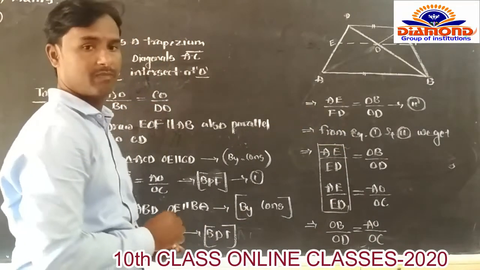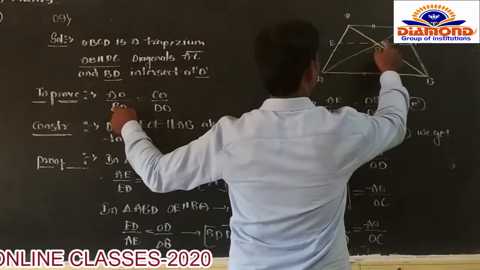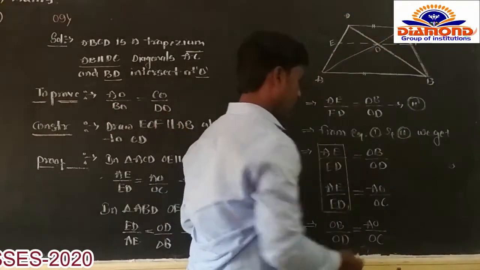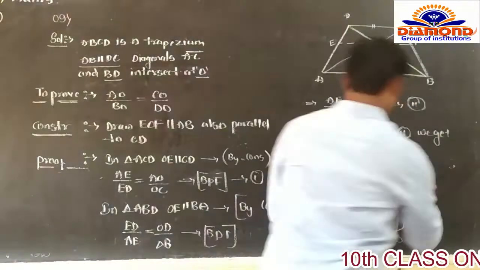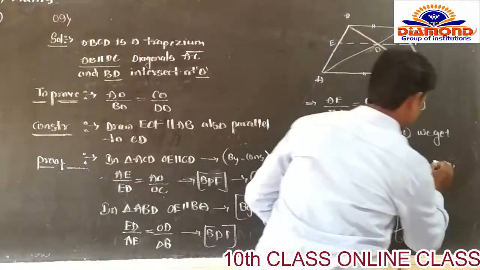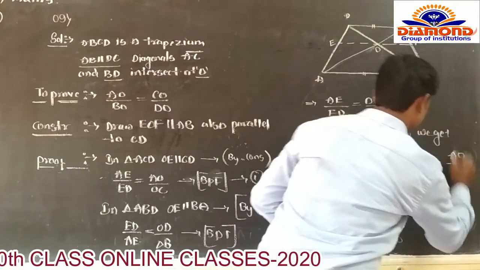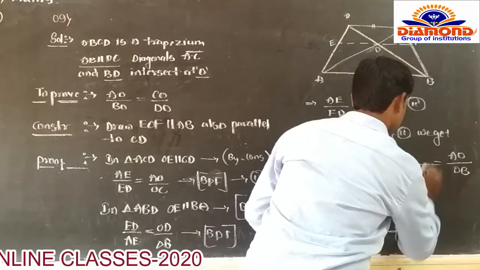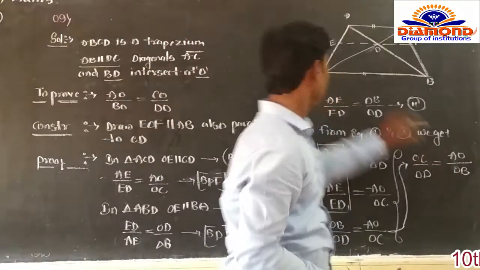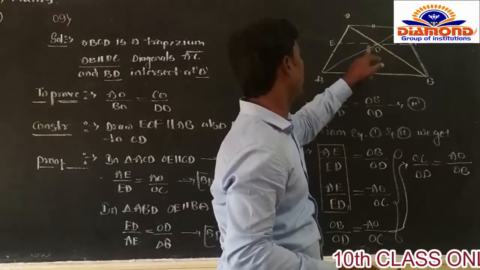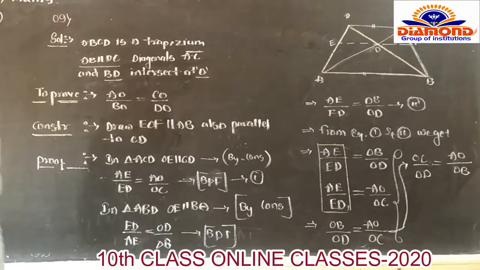But what do we have to prove here? AO by BO is equal to CO by OD. So what do you do here? Cross multiplication. Make sure this OB you bring to this side, where AO is already there; it becomes a denominator. Already OD is there, and OC is here, you bring it this side. That becomes AO by OB is equal to CO by OD. Understand? This is our answer, dear students. I thought you understood very well.